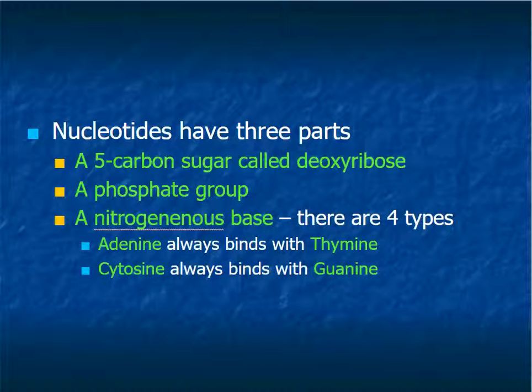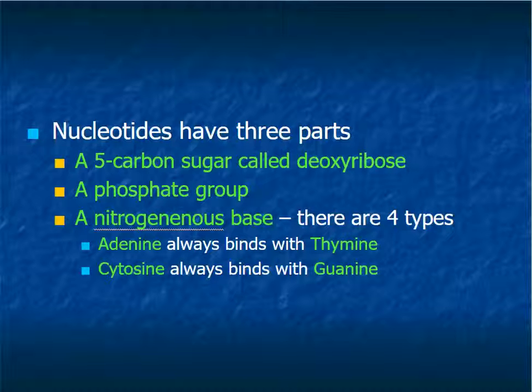Nucleotides have 3 parts. The first is a 5-carbon sugar called deoxyribose. That provides the first section of the name. DNA is deoxyribonucleic acid. The second part of the nucleotide is a phosphate group, and the last is a nitrogenous base, of which there are 4 types. Adenine always bonds with thymine, cytosine always bonds with guanine.